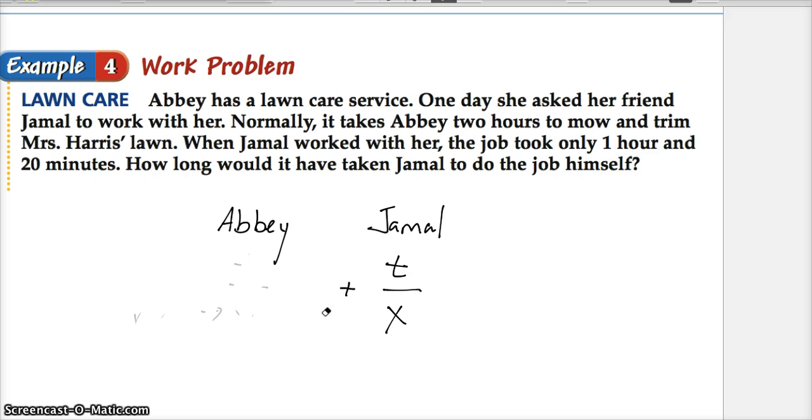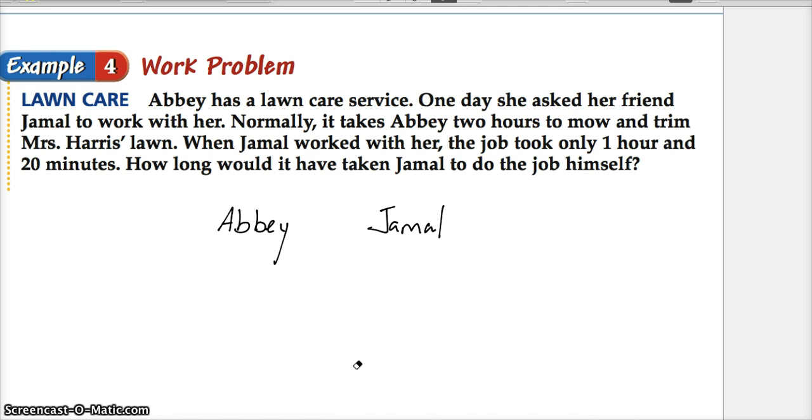Let's read the problem. I started solving the problem without reading it to you guys. Let's go. Lawn care. Abby has a lawn care service. One day she asked her friend Jamal to work with her. Normally it takes Abby 2 hours to mow and trim Mrs. Harris's lawn. When Jamal worked with her, the job took only 1 hour and 20 minutes. How long would it take Jamal to do the job by himself?